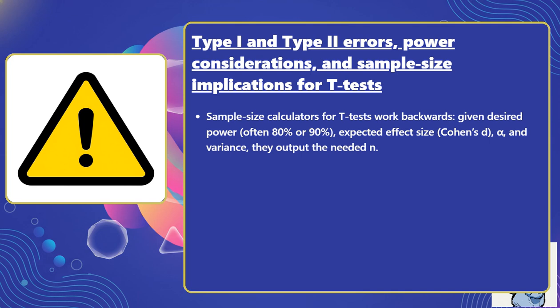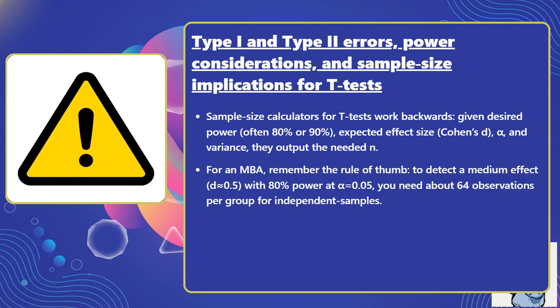Sample size calculators for t-tests work backwards. Given desired power, often 80% or 90%, expected effect size (Cohen's d), alpha, and variance, they output the needed n. For an MBA, remember the rule of thumb: to detect a medium effect, d approximately 0.5, with 80% power at alpha 0.05, you need about 64 observations per group for independent samples.